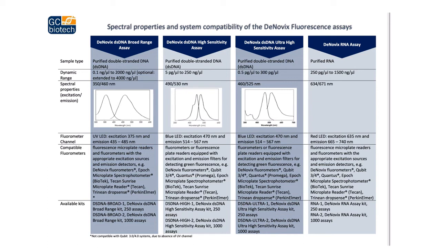And this just highlights, for all the different sample types, the dynamic range of the different assays and the requirements in terms of hardware to run those assays. So you'll see in the middle here we have the 3 double-stranded DNA assays and the RNA assay on the end. And you can see in the middle all the spectral properties of the assays are laid out here, the excitation and emission requirements, the fluorometer channel.